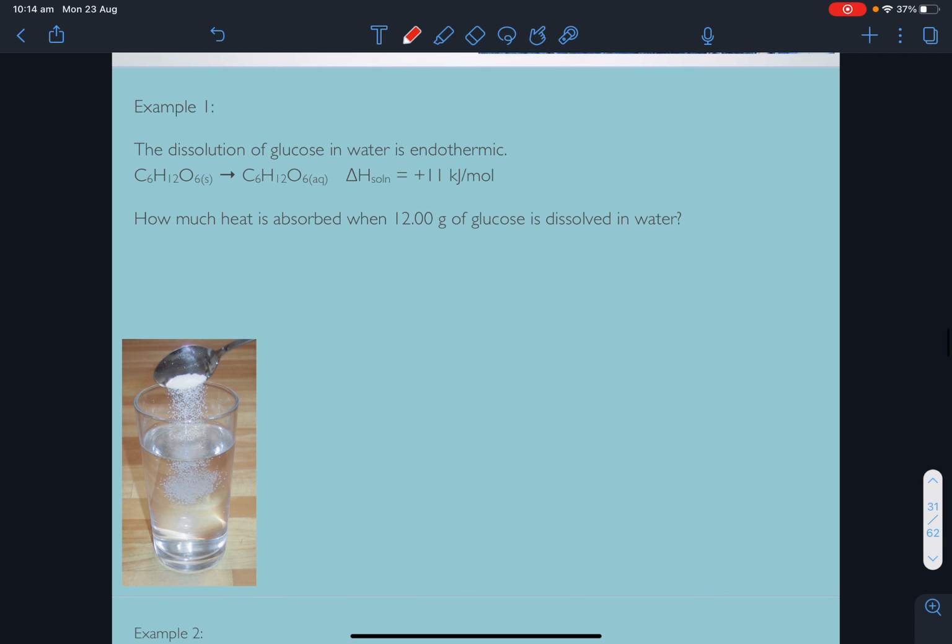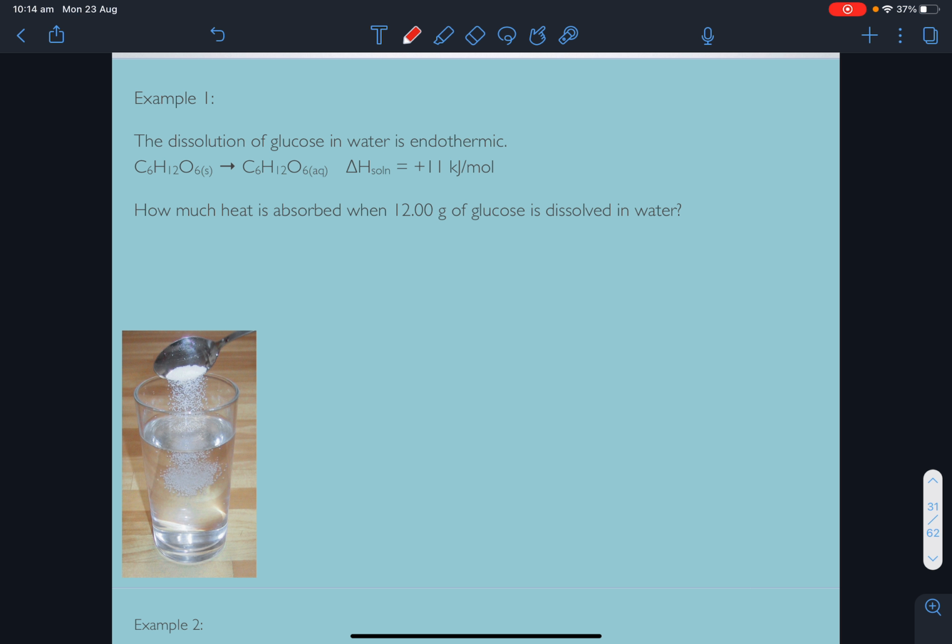All right, it's this simple because I'm just jumping straight to a problem here. We're applying the same enthalpy change questions to a dissolution equation now. So the dissolution of glucose in water is endothermic. Here I've got 1 mole of solid glucose and 1 mole of aqueous glucose, and my enthalpy change is positive 11 kilojoules per mole. So it's endothermic, just slightly. How much heat is absorbed when 12 grams of glucose is dissolved in water?